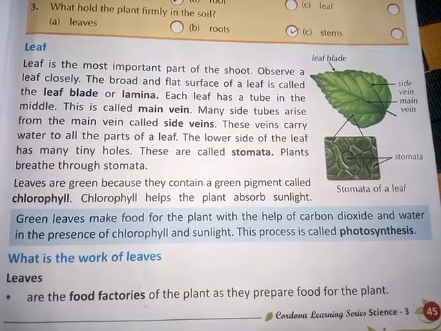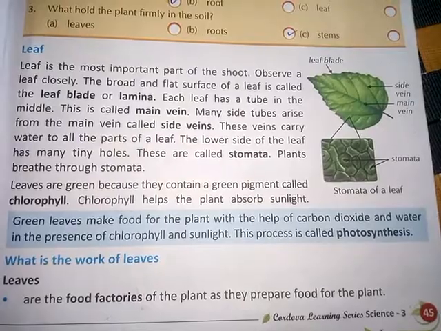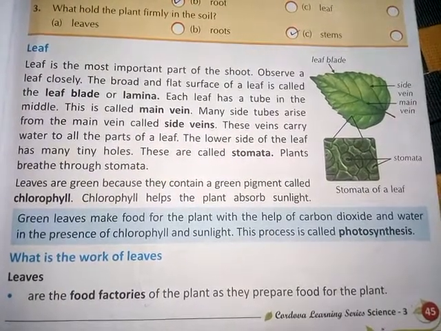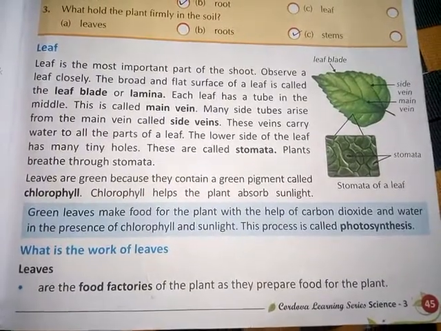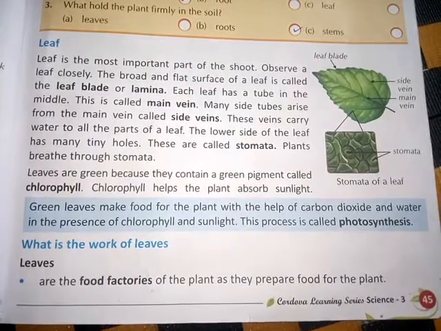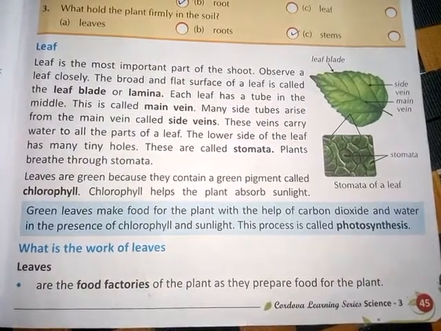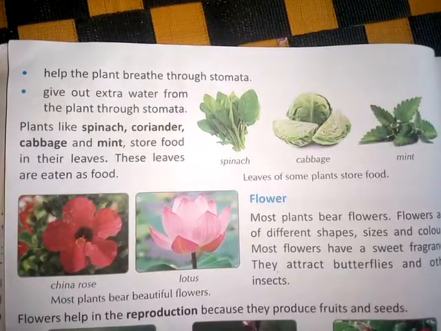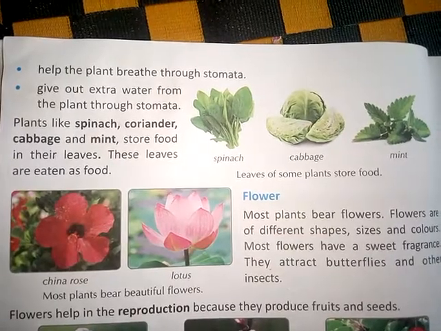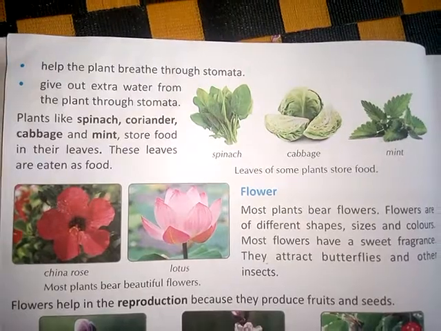Green leaves make food for the plant with the help of carbon dioxide and water in the presence of chlorophyll and sunlight. This process is called photosynthesis. What is the work of leaves? Leaves are the food factories of the plant as they prepare food for the plant. Leaves help the plant breathe through stomata. Leaves give out extra water from the plant through stomata.